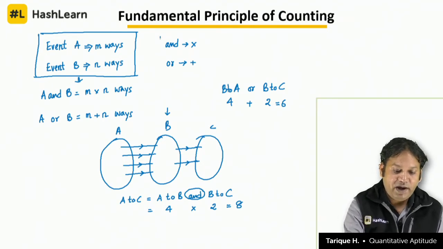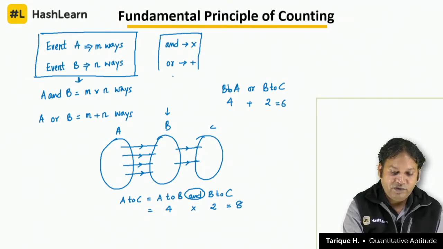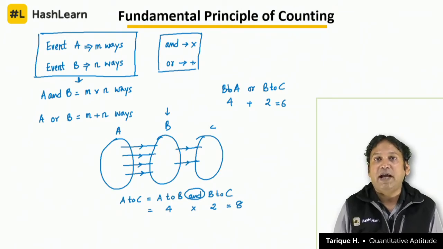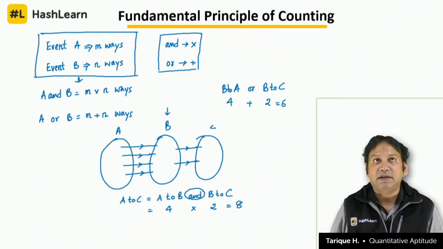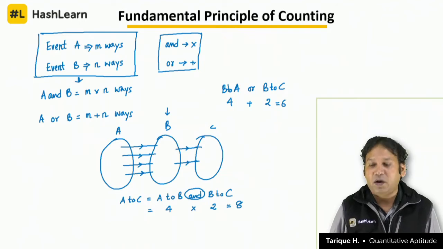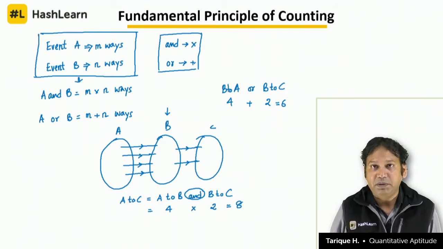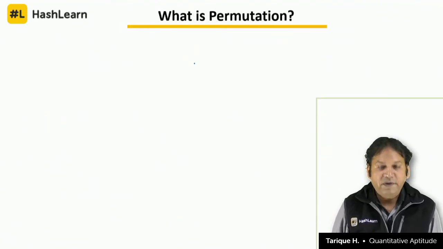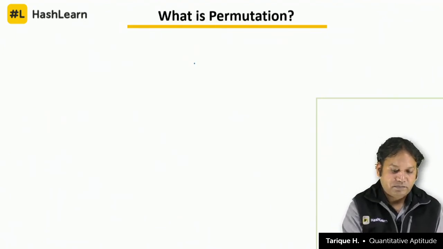Remember that when you have "and", it means we are doing things one after the other, so we multiply, and when we have "or", we add. Alright, this is the understanding of the fundamental principle of counting as required in permutation and combination as well as probability. Next we have to understand what is permutation.